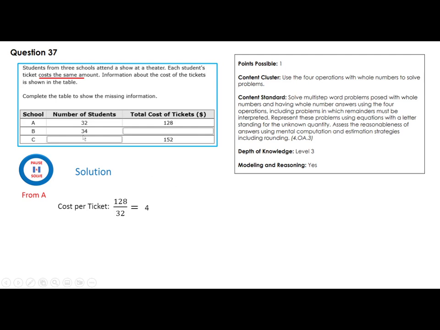B now, I have 34 students. How much? 34 times 4, right? The cost will be 34 times 4. That's how you fill up this one, 136. Now we come to C. I know they paid $152. So how many students were they? And I know every ticket is $4. You divide 152 by 4 and you get 38 students.